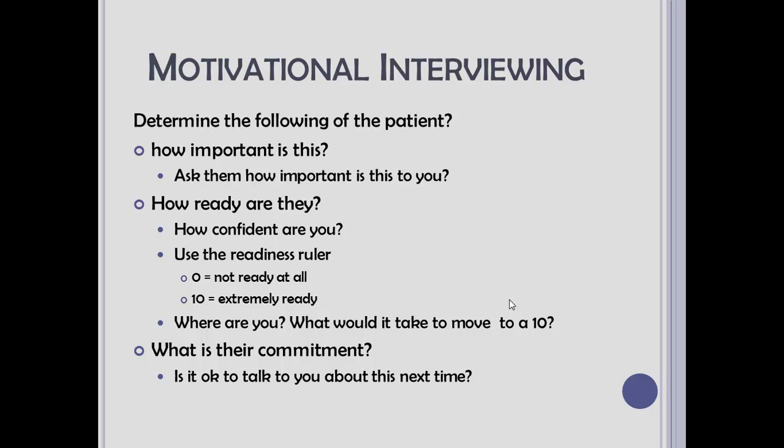And ask them to use the readiness ruler. So 0 meaning not ready at all, and 10 being extremely ready. So you'll ask your patient, how ready are you to make this change? And then ask them, what would it take for you to move to a 10? Or if they're really low on the scale, like a 3, what would it take to move to a 6? So you want to ask them what their commitment is, and if it's okay for you to bring this up the next time you see them, so that you're not invading their space and you're making sure they're comfortable, and it's more on the patient's terms than your terms.